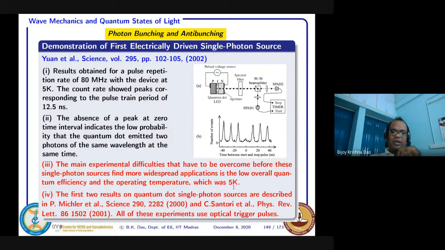Here the first two results on quantum dot single photon sources are described by Michler in 2000, and Santori in Physical Review Letters. All of these used optical trigger pulses. This is the first time electrically driven, and these two were demonstrated, one, I think, for a single photon source with normal gallium arsenide, another is the NV center in diamond crystal.